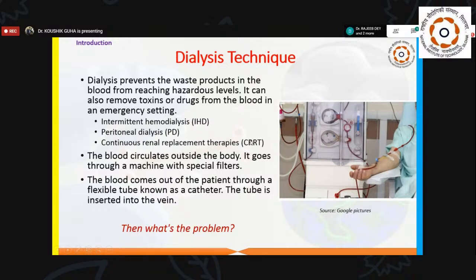But this type of procedure is not good, because it is very time consuming, very painful, and also very costly. 3-4 times in a week the people have to do the dialysis techniques. Even in a day, 3-4 hours it will consume. So this is not a very feasible and very friendly procedure, and it is very painful also.